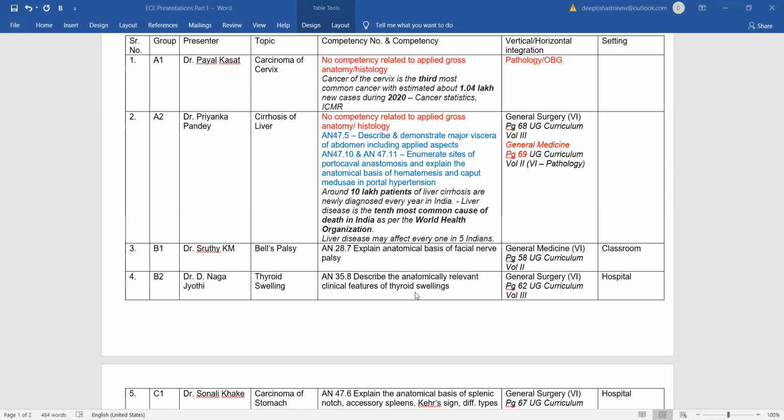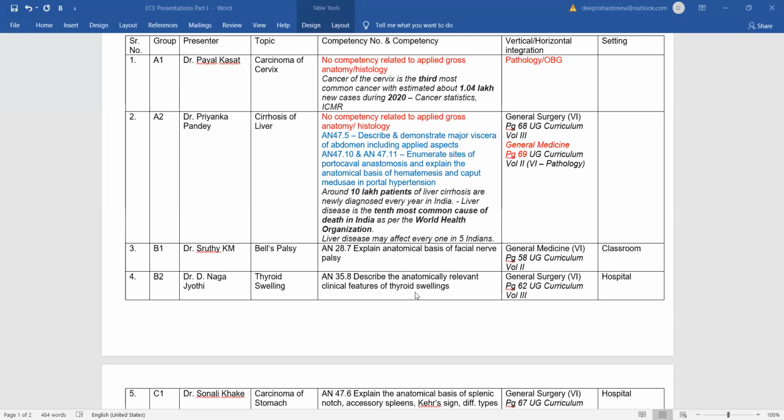Embryology, of course, tracheoesophageal fistula, atrial septal defect, ventricular septal defect, and tetralogy of Fallot have all been given as competencies. But for histology alone, competencies have not been mentioned. It so happened that Dr. Priyanka converted cirrhosis of liver into gross anatomy instead of taking it up as histology. Here, I would like to mention that there is no specific applied gross anatomy for cirrhosis of liver as such.